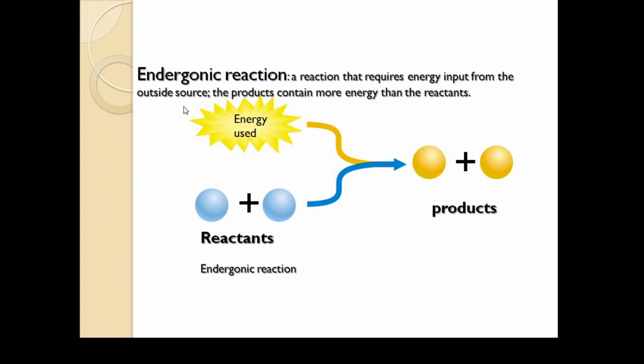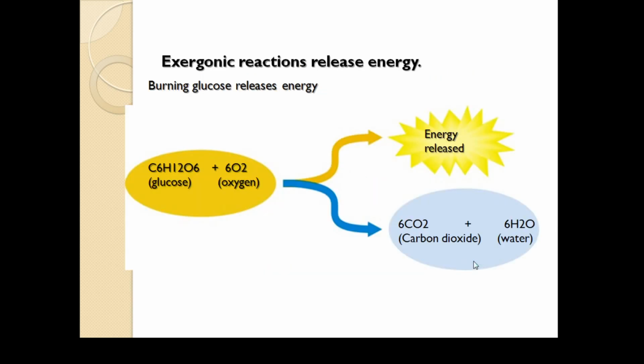One example of this is photosynthesis, because the plants use sunlight and reactants, CO2 and water, and they produce sugar and energy. Then the exergonic reactions release energy. As you see here, we are going to burn glucose in the presence of oxygen, and we release energy. So burning one molecule of C6H12O6, or glucose, we obtain 6 molecules of carbon dioxide and 6 molecules of water, and energy that is released. So what we can say is that the product has less energy than the reactant.